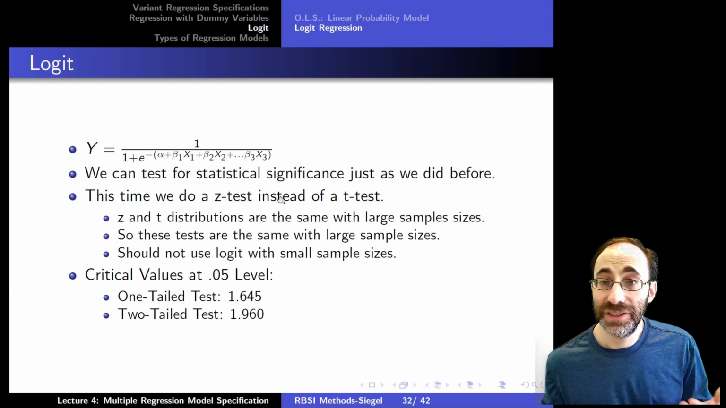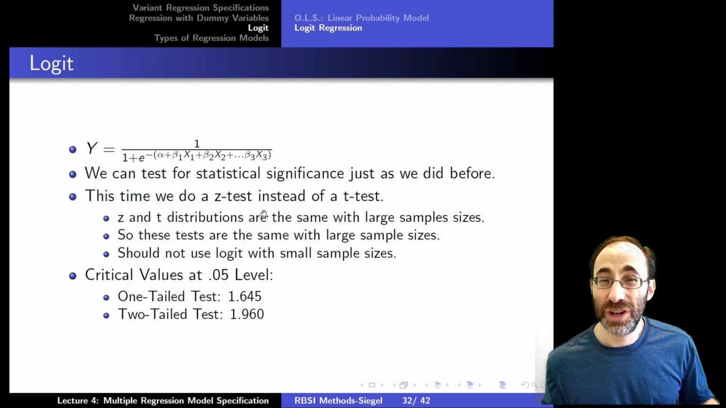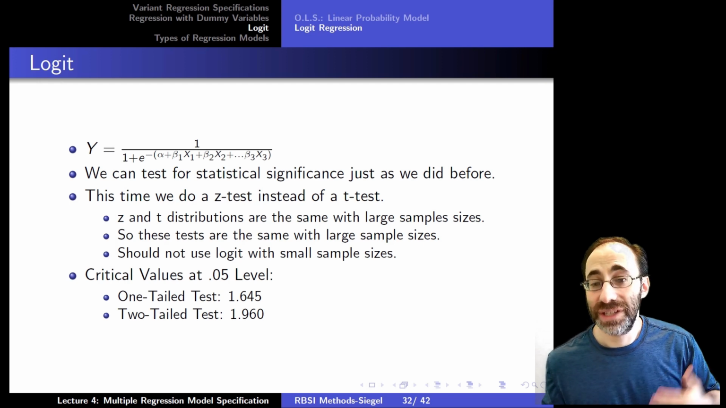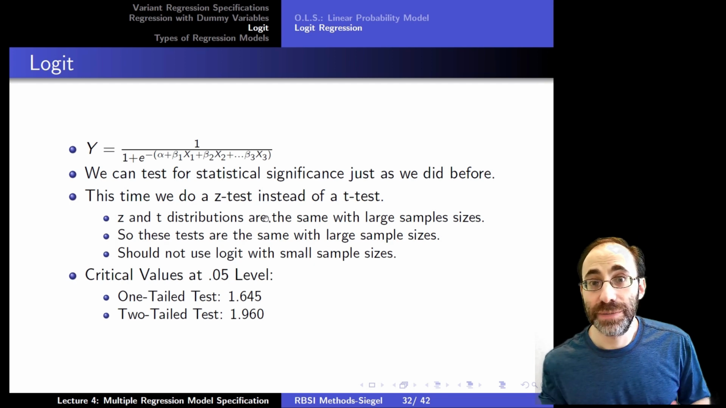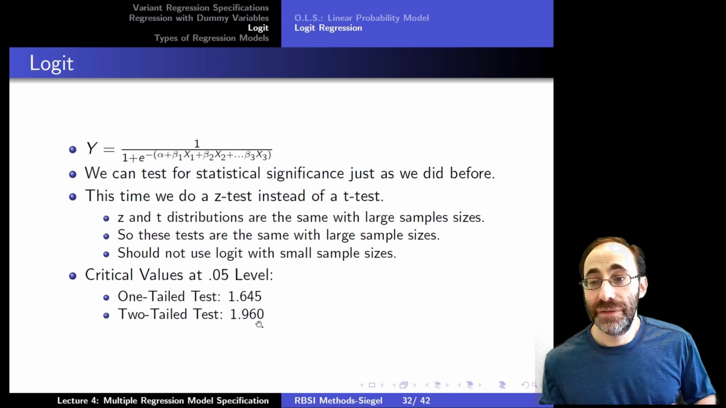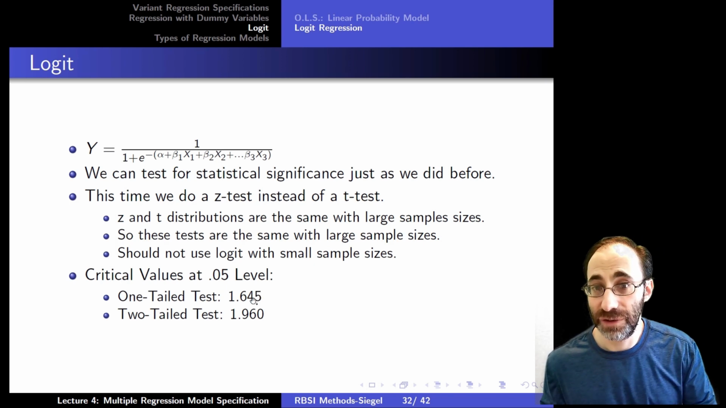We're going to do a z-test instead of a t-test to test for significance as before. The z and t tests are the same with large sample sizes. We in general should avoid using Logit here with small sample sizes. The critical values are the same as before. For a two-tailed test, it's 1.96. For a one-tailed test, if you knew which direction you expected the coefficient to be in, positive or negative, it'd be 1.645.